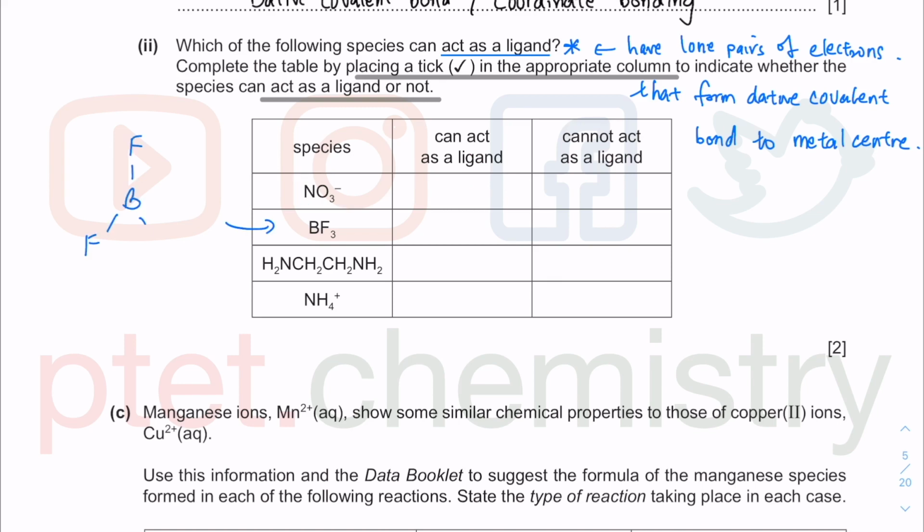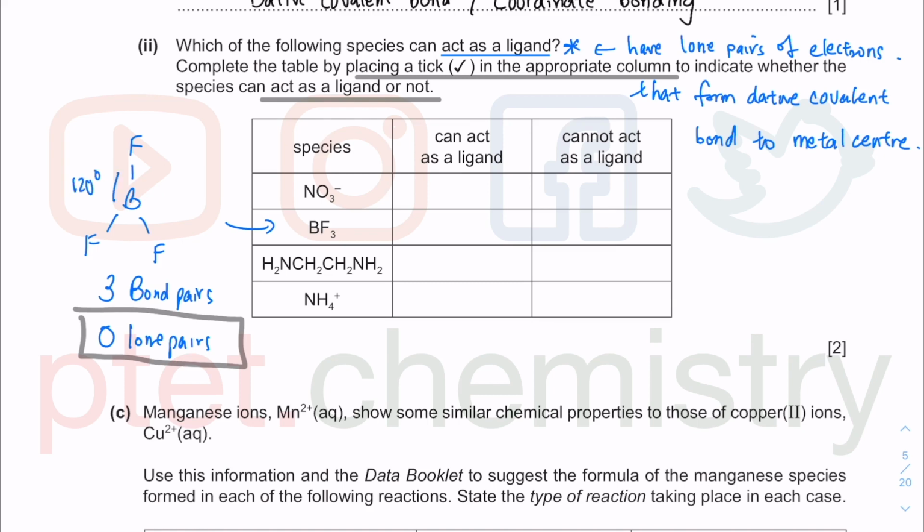BF3, from your AS case study on shape of molecule, has 3 bond pairs, and then you get 0 lone pairs of electrons. How can you even act as a ligand when you don't have the electrons to form the dative covalent bond to begin with? This one is trigonal planar, 120 degrees, obviously from your shape of molecule. But the very mere idea that it has 0 lone pairs means it cannot act as a ligand, obviously.